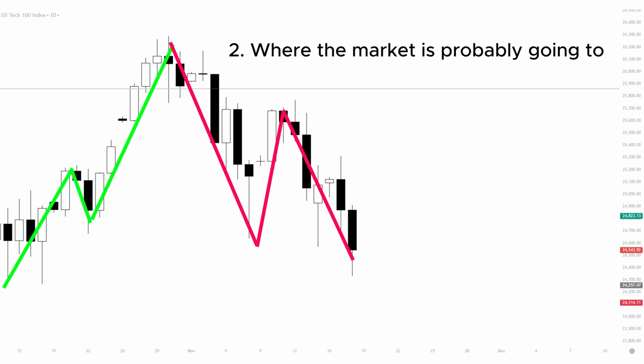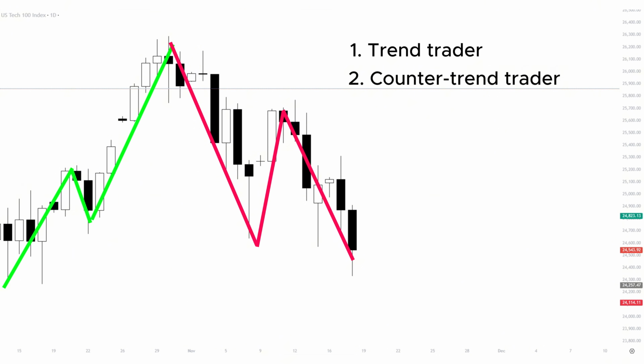Here we have two cases depending on what type of trader you are. You can trade with the trend, or you can trade against the trend. Trading with the trend overall should be the best choice for most traders. This will allow you to have a great quality setup, so setups that usually respect, while also setups that give a pretty high risk-reward ratio.